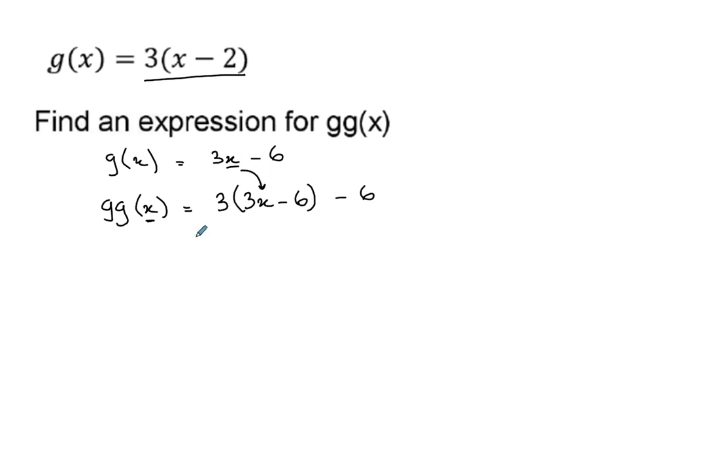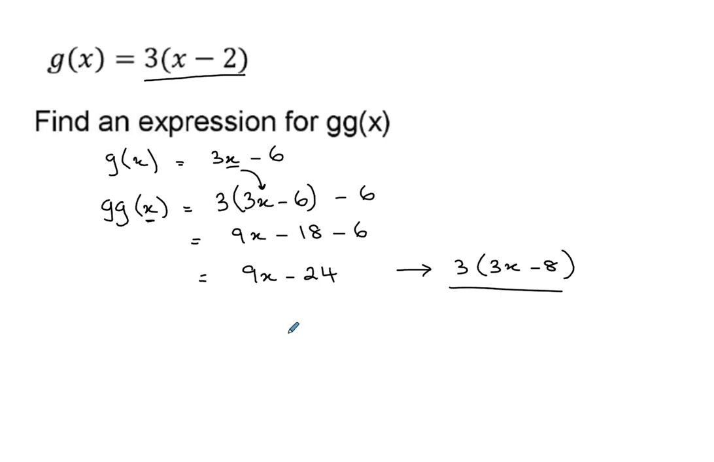Let's expand it. So we've got 9x minus 18 minus 6, and you get 9x minus 24. If you wanted to write the simplified version, because they can both go into 3, we'd write 3x minus 8. But if it just says find an expression, then that one would suffice.